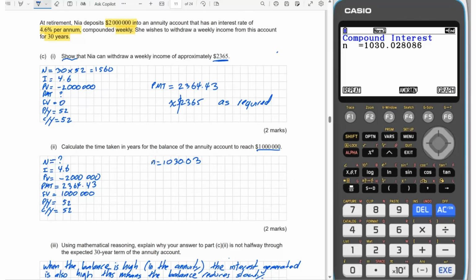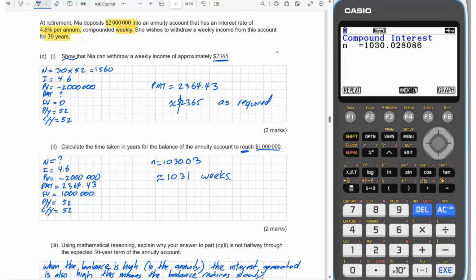Now we do round up for this, regardless, because otherwise we'll be short. We won't actually reach the $1 million if we don't round up. We still have a little bit over. So it's going to be 1031 weeks here.